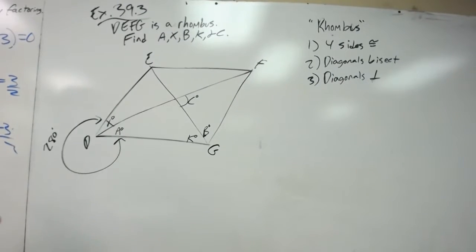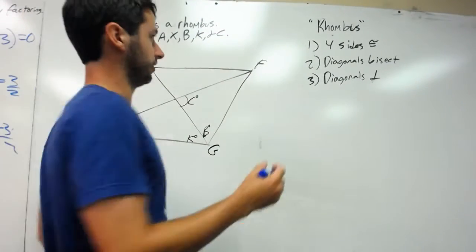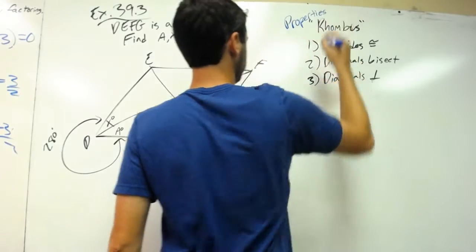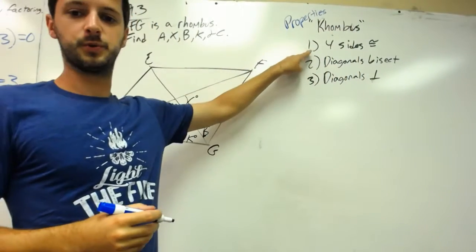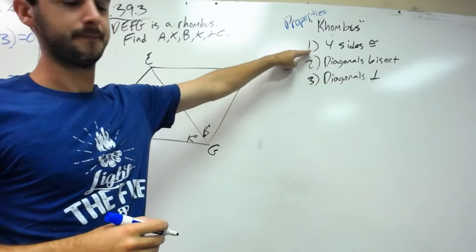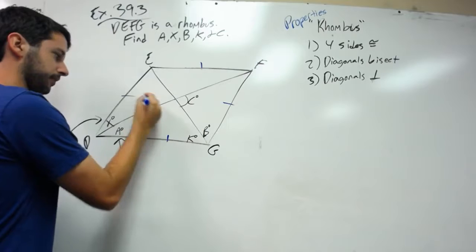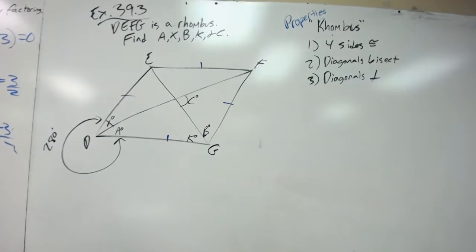First thing I want to say is properties of a rhombus. You just got to know these three properties. First one is all four sides are congruent. So in this rhombus, I could say boom, boom, boom, boom. All four sides are congruent.